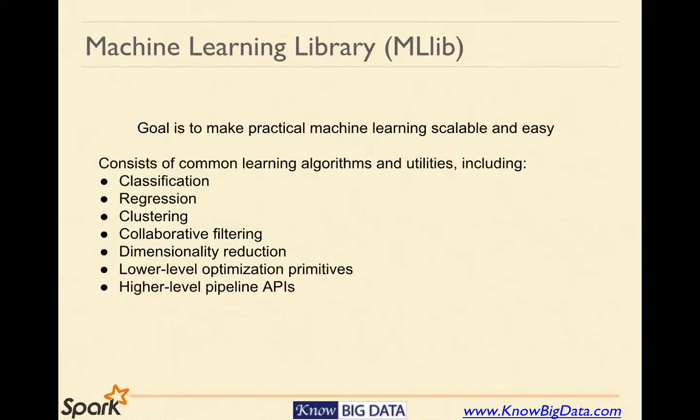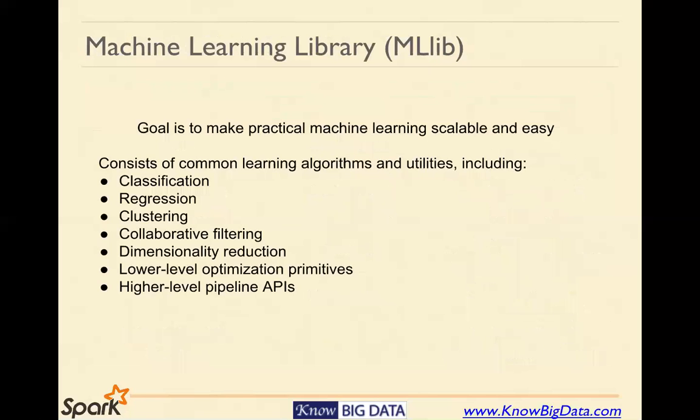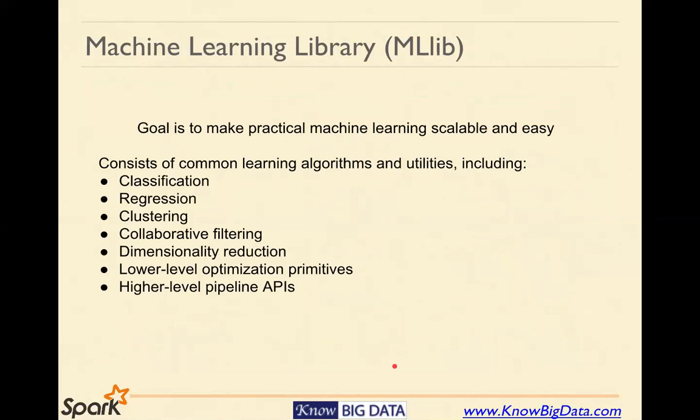So while we had these older libraries in R and everywhere, Spark came up with MLlib. MLlib was to make practical machine learning scalable and easy. It consists of common learning algorithms and utilities, including classification. What is classification? Whether an email is spam or not spam. That is a classification.